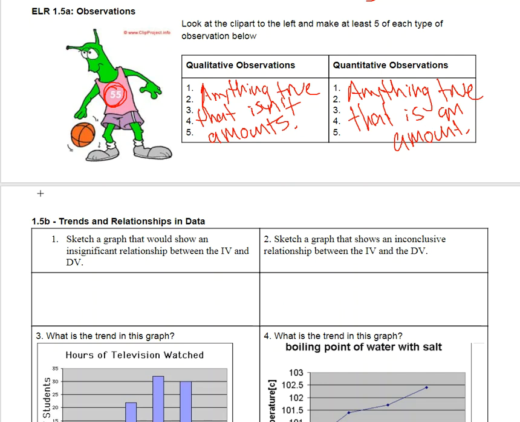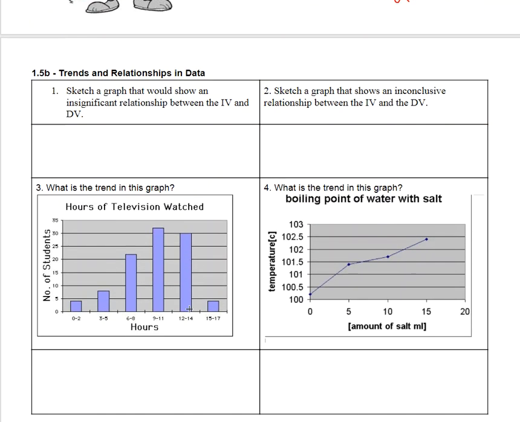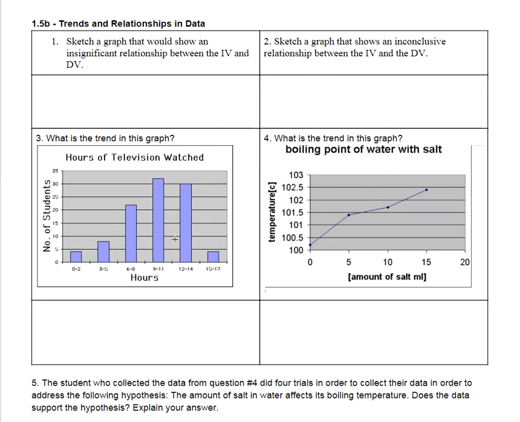Next section is 1.5b, we're going to talk about trends and relationships. For number 1, it says sketch a graph that could show an insignificant relationship between the IVs. So insignificant means that there is a change going on, but it's very tiny, so the graph might be creeping up like that. Or if you have a bar graph, the bars on your graph are all pretty close to the same as each other. Maybe there's a slight difference, but they're all pretty close.